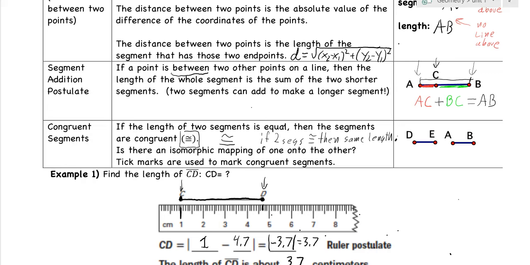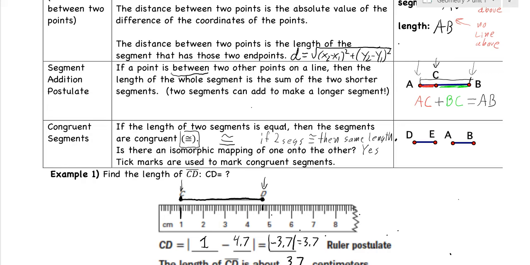Definitions have two if-thens associated with them, which are flip-flops of each other around the then. We'll get into why that is in Chapter 2. Congruent, we talked about being an isomorphic mapping of one onto the other. So if it's congruent, yes, there is an isomorphic mapping of one onto the other. There's a way to translate, either shift left, right, up, or down, flip, and rotate so that the two images match each other perfectly.